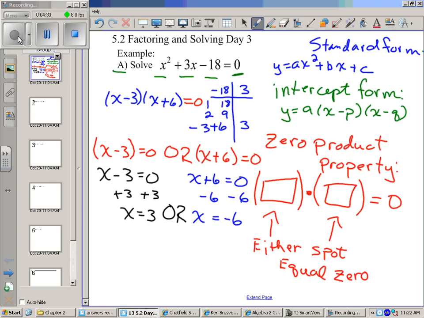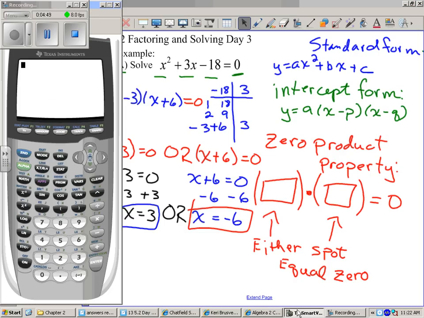Notice I come up with two possible answers. And I want both of those answers because both of those are a possibility. How does this work? Am I sure this is going to be a correct answer? Let's go ahead and check. So I bring up my handy-dandy calculator. I go back to my original equation. My original equation was x squared plus 3x minus 18 equals 0.